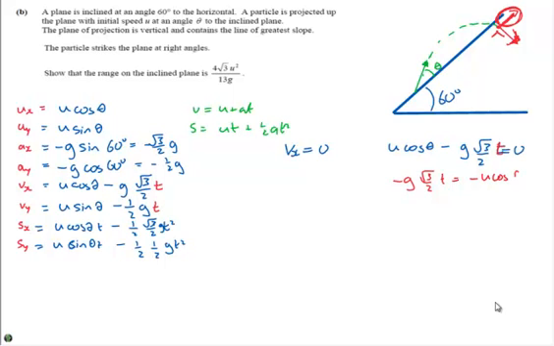So if I bring the u cos theta over, we'd have minus g root 3 over 2 t is equal to minus u cos theta. So divide both sides by minus g root 3 over 2, and we get t will be equal to 2u cos theta over g root 3. Now that's one expression for time at the moment of impact. We know that's the case. It's equal to that.